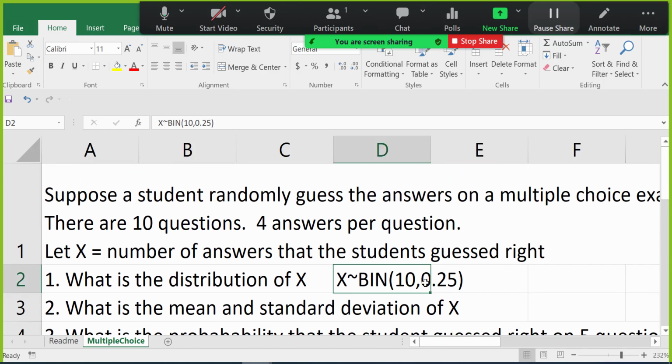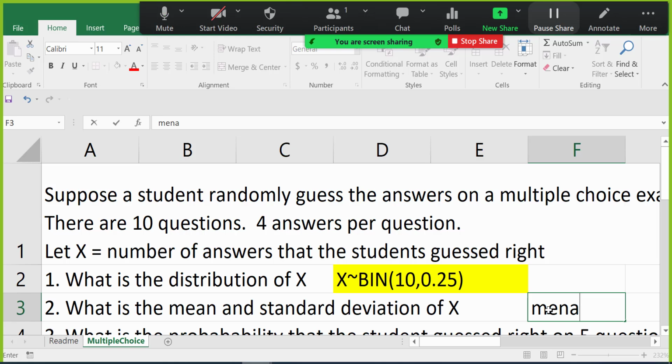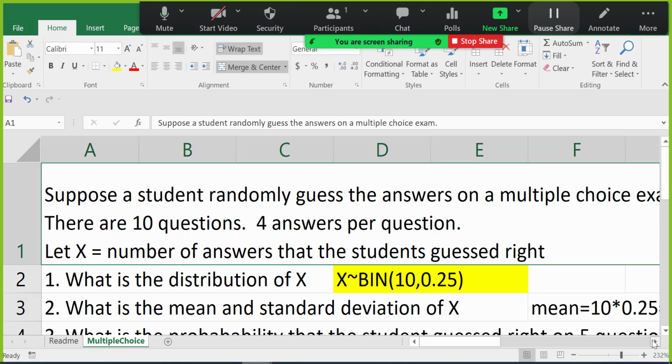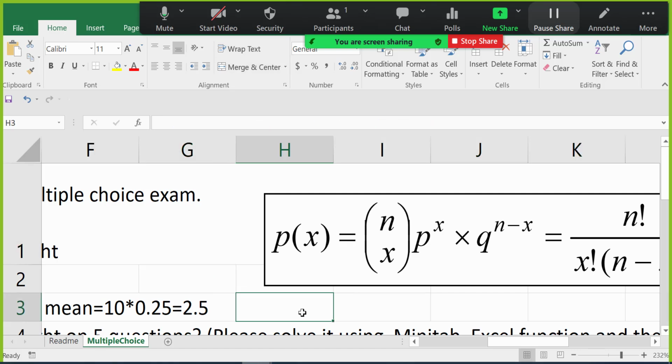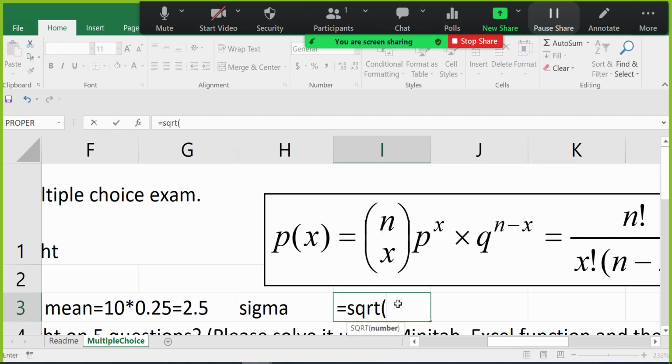So this is how you answer this question. What's the mean and standard deviation? So this is the mean. And then for the standard deviation, we use sigma X. Sigma is the square root. Type here: equal to the square root of N, which is 10, multiplied by 0.25, multiplied by 1 minus P.